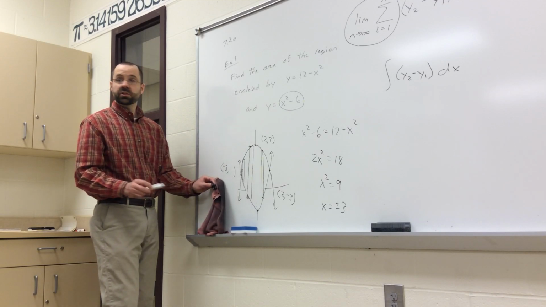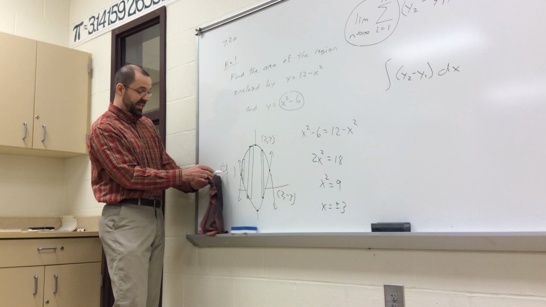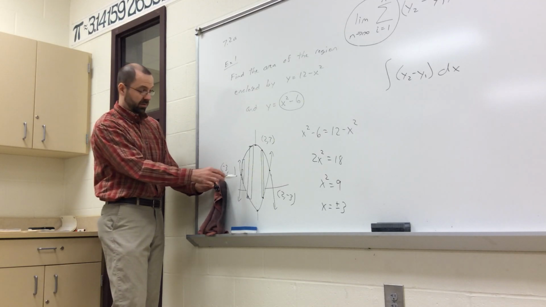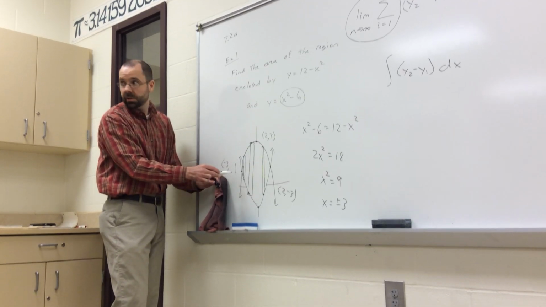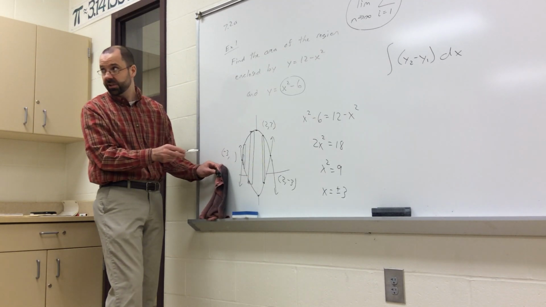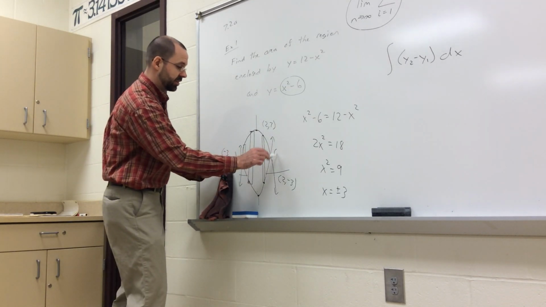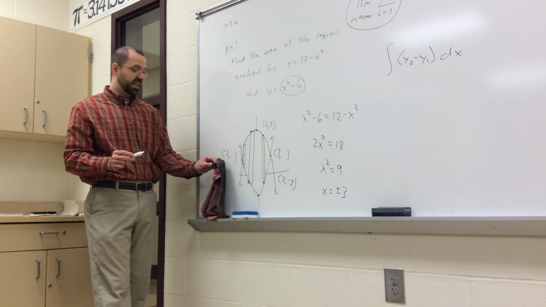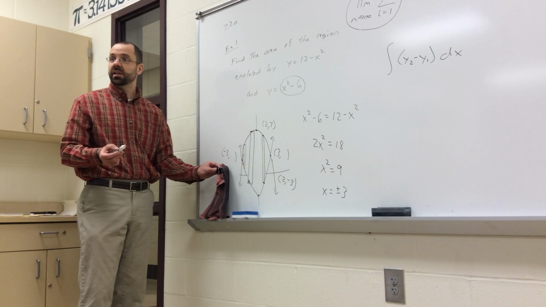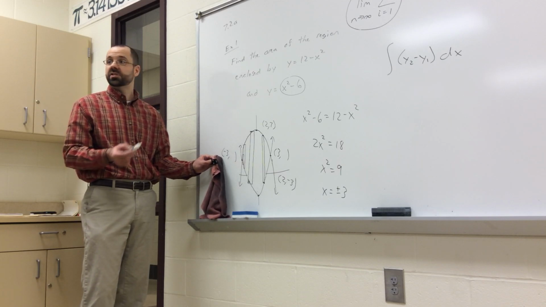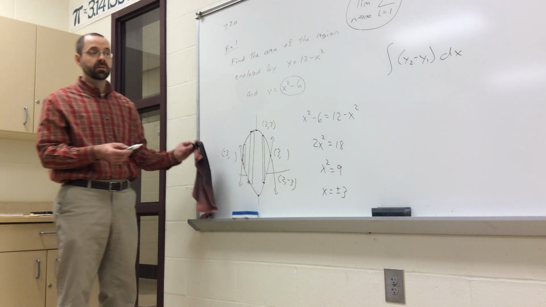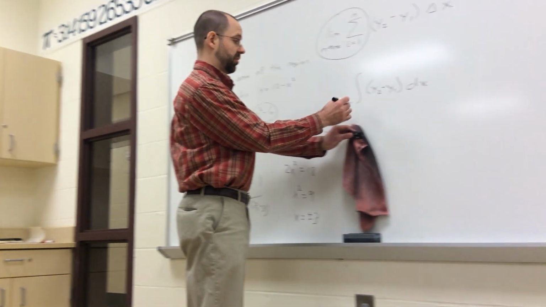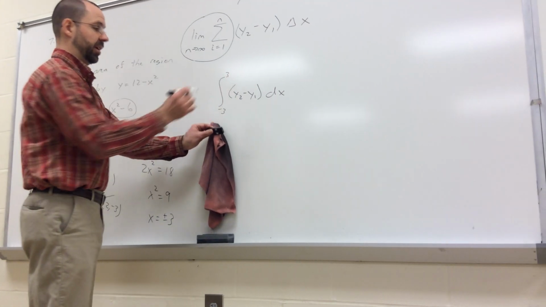Okay. Thank you. So this point right here is negative 3 comma something, right? Because the x is negative 3. And this point right here is 3 comma something. I don't really care what the somethings are, because I just needed to know the x's to start at and end at. So this goes from negative 3 to 3.